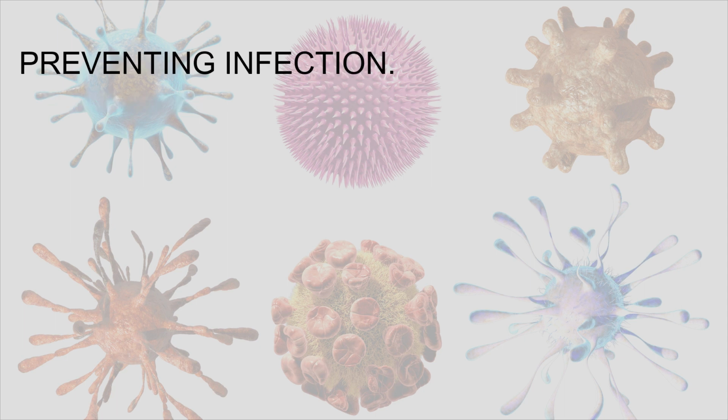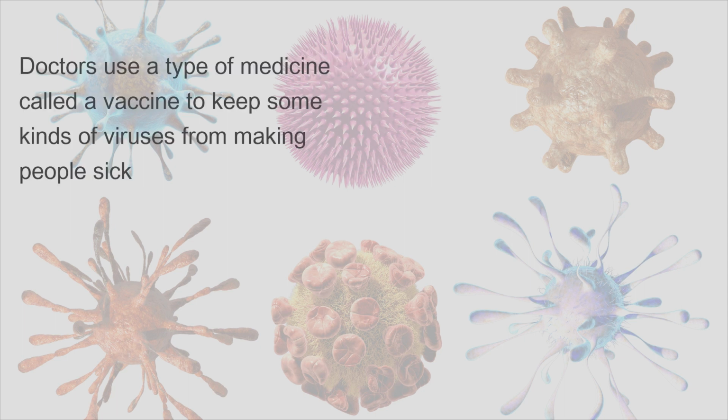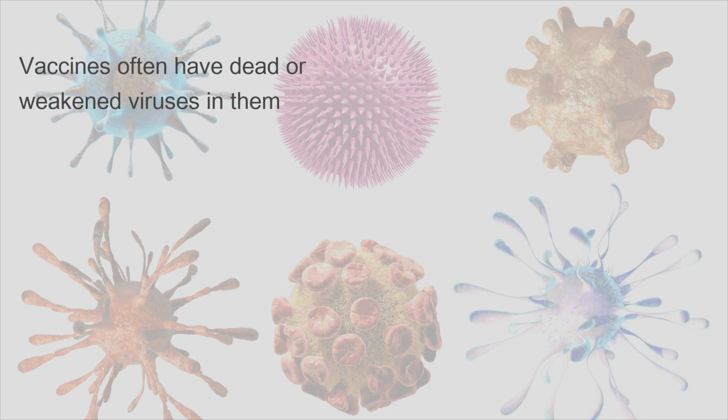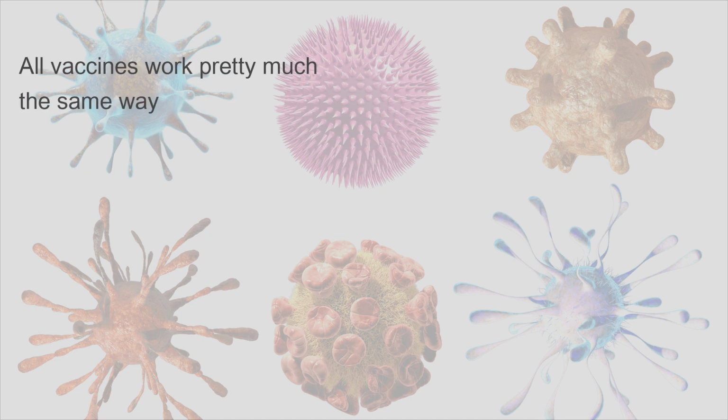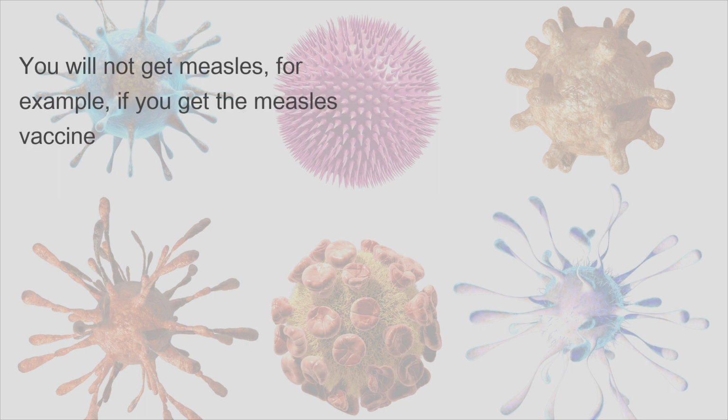Preventing infection. Doctors use a type of medicine called a vaccine to keep some kinds of viruses from making people sick. Vaccines often have dead or weakened viruses in them. There are vaccines for measles, chickenpox, rabies, flu, and other diseases caused by viruses. All vaccines work pretty much the same way. You will not get measles, for example, if you get the measles vaccine.